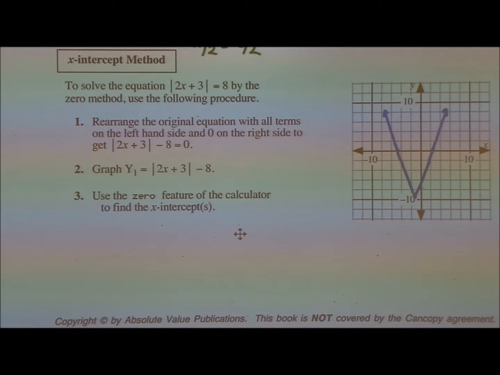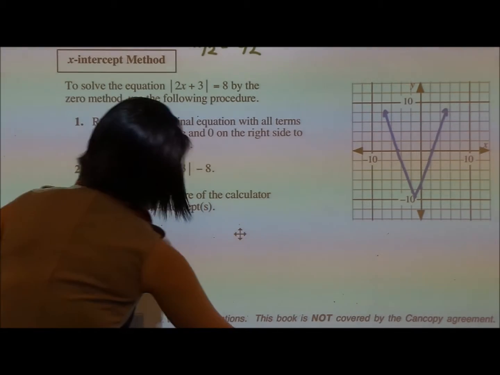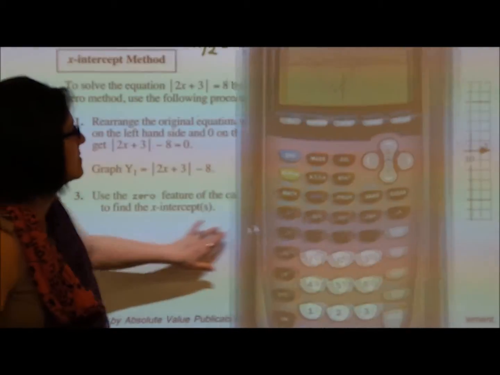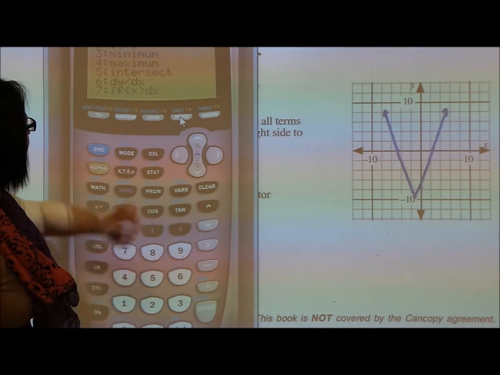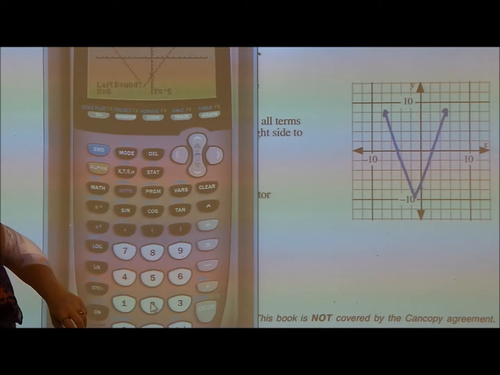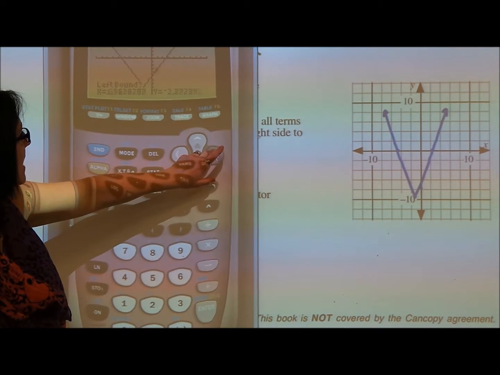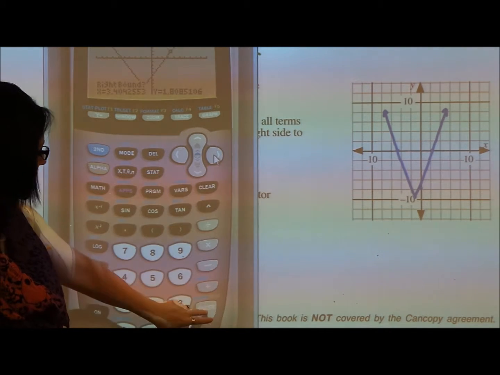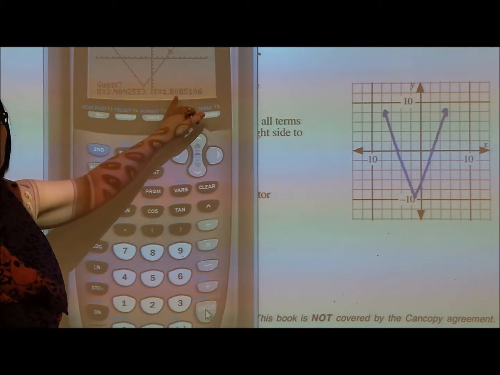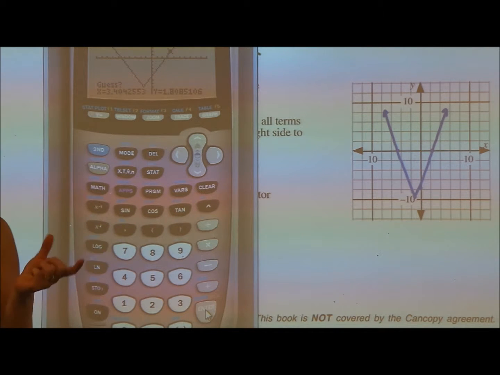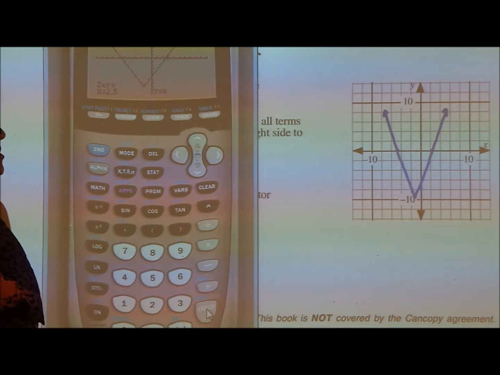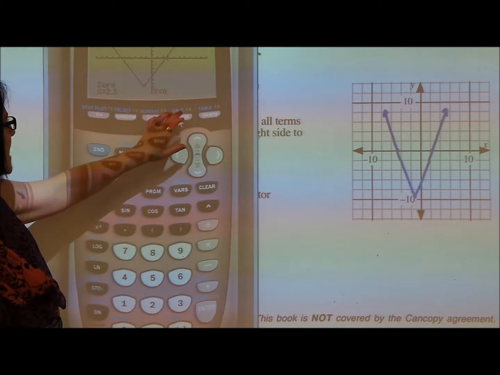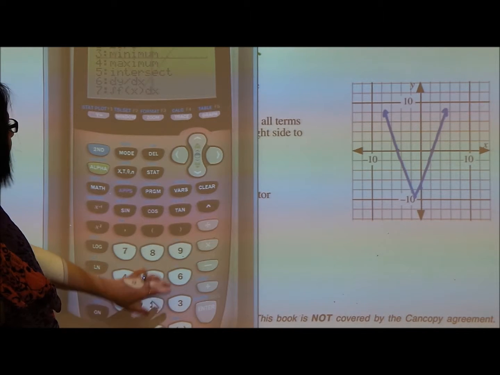And then I'm going to try to find the zeros. So second calc, and then zero. I need to be on the left side of the zero, and then on the right side. When I'm going from the left side to the right side, I'm looking to find out when the y values change signs. Press enter one more time, and there's my 2.5.